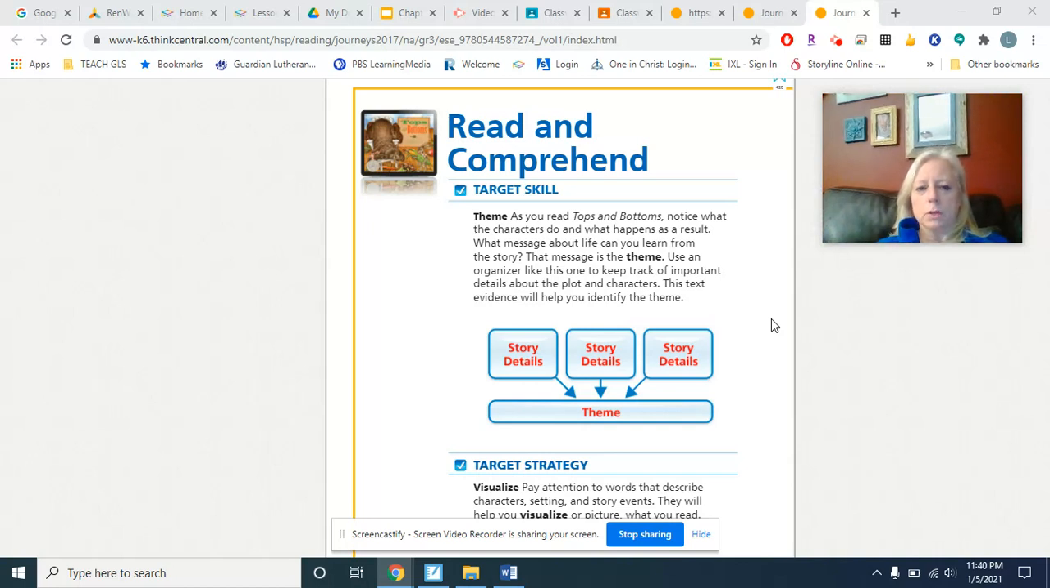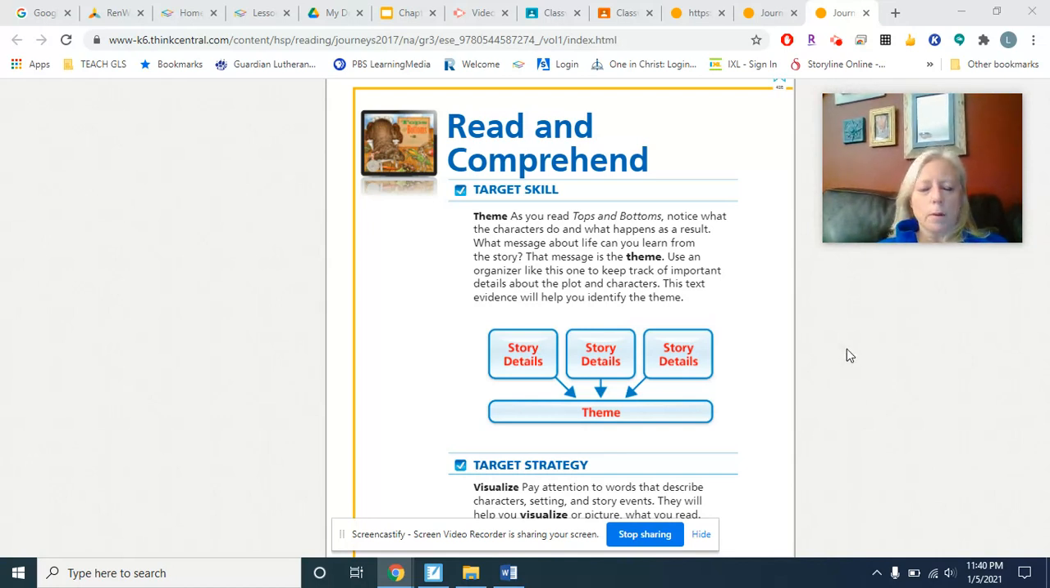So read this page, because on Thursday, we're going to put together a graphic organizer to come up with the story details and the theme of the story. But as you read the story, I want you to think about what you think the theme of this story might be. And then our target strategy this week is to visualize. Picture what's going on in the story.